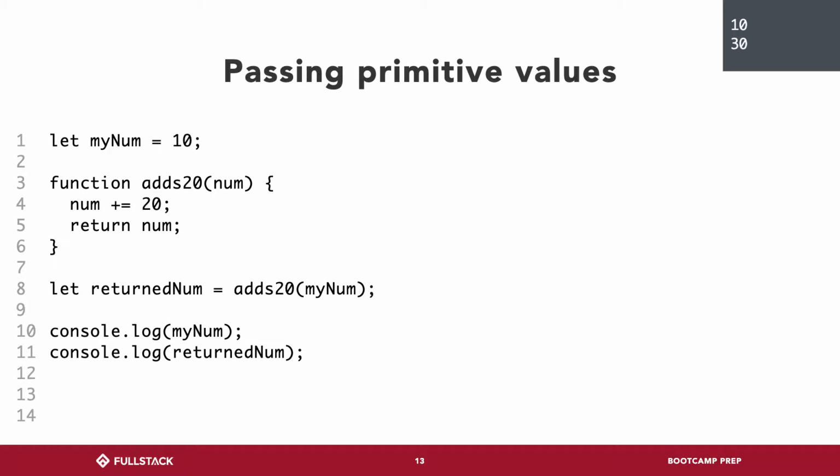Mynum is just 10, right? Adds 20 returns a num, and it is the num that is thrown in here, plus equals 20. You assign that num a different value and return it with 20 added to it, right? Does this make sense? This is a very simple function that just adds 20 to whatever you throw into it. And you see how mynum has not changed.